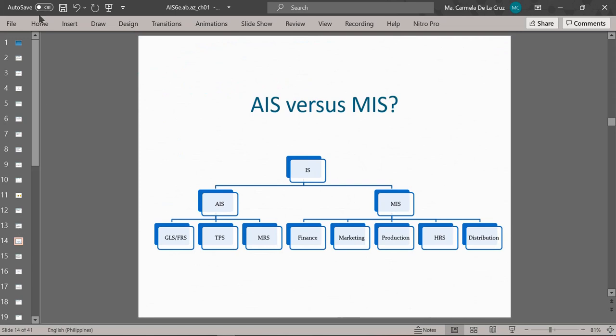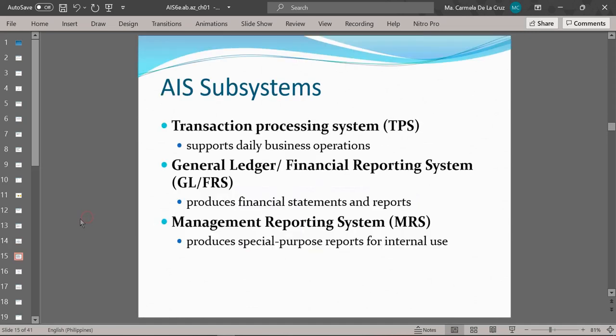So, AIS versus MIS. That's also in the PDF, it's just shown here in PowerPoint. So, the AIS subsystems: the TPS, GLFRS, and MRS. What are these? What is TPS? It supports daily business operations. How about the second one? It produces FSN reports. And how about this one? MRS. It produces special purpose reports for internal use.